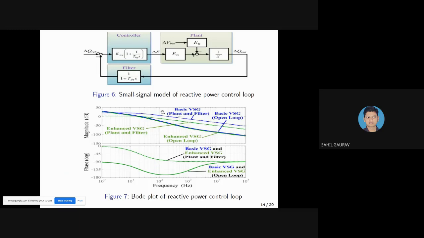Here you can see that this blue curve is for the basic VSG, and this green curve is for enhanced VSG, and there is a difference in their gain. So here this occurs because of our virtual stator inductor LLS. So from the Bode diagram we can see this.